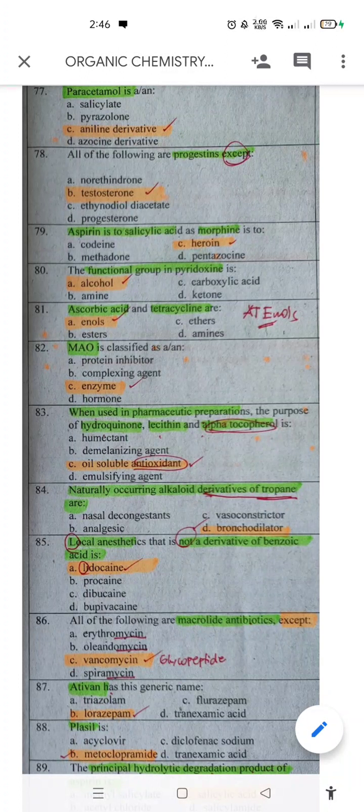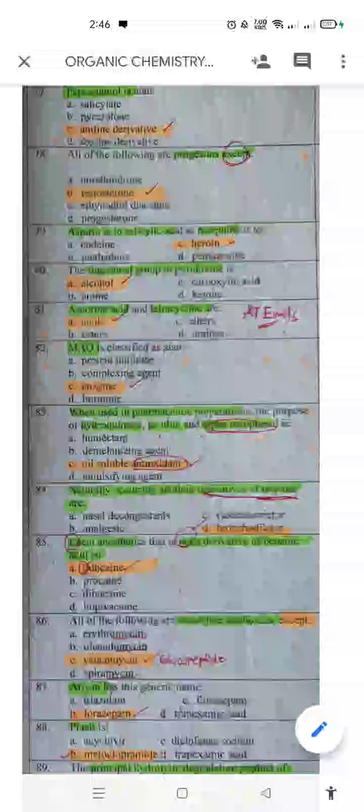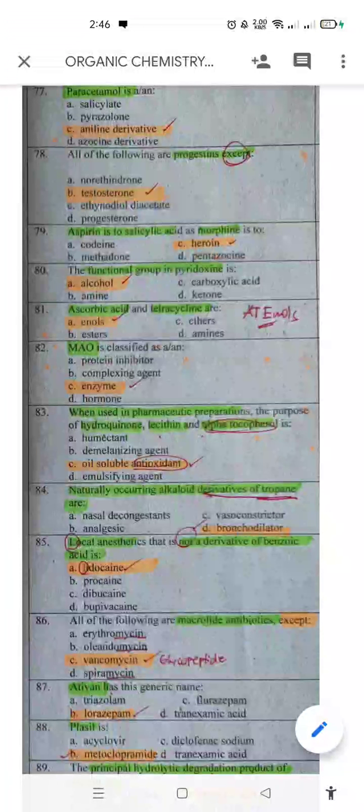Number 79. Aspirin is to salicylic acid as morphine is to heroin. Aspirin is acetyl salicylic acid, the product of the acetylation of salicylic acid, and heroin is diacetyl morphine, the product of the acetylation of morphine. Let's repeat. Aspirin is the chemical name of acetyl salicylic acid, the product of the acetylation of salicylic acid. Heroin, chemical name diacetyl morphine, is the product of acetylation of morphine.